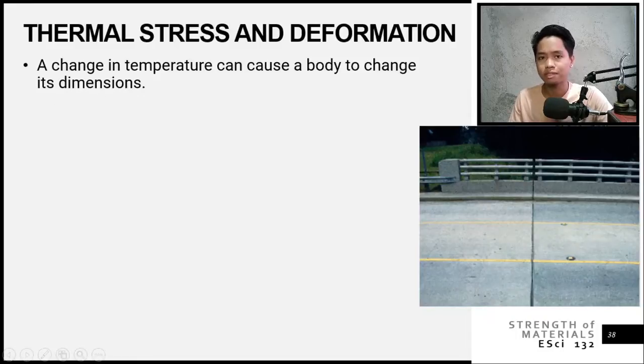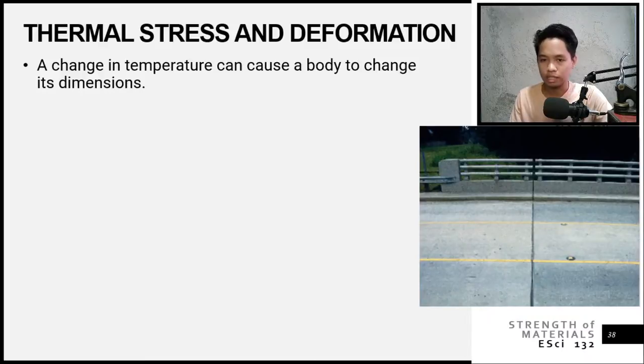As I have said in our previous discussion videos, temperature may always cause deformation on a body. Generally, if the temperature increases, the body will expand, right? And vice versa, if the temperature decreases, it will contract.